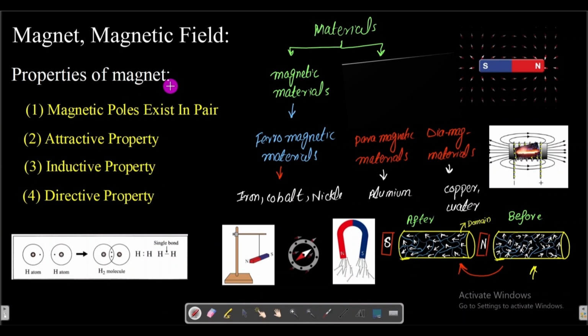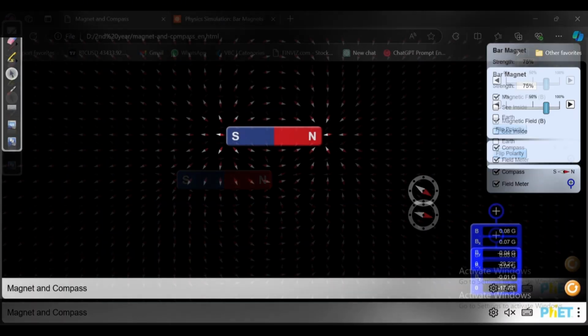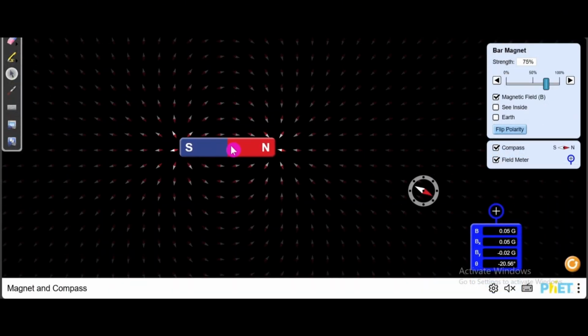Today in this lecture, we will explore the concept of magnet. We will learn what is meant by magnetic field, what magnetic field lines are, and what the properties associated with a magnet are. So let's start the lecture with a simulation. Here we have the permanent magnet. The right side of this magnet is labeled as north, and the left side is south.